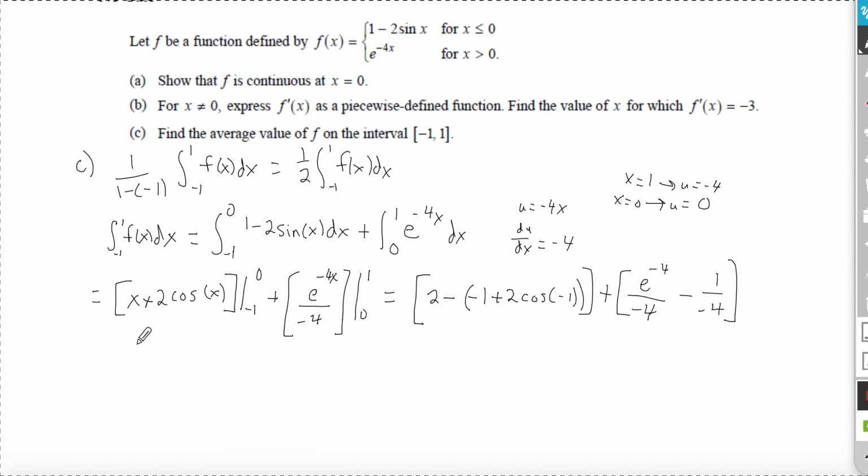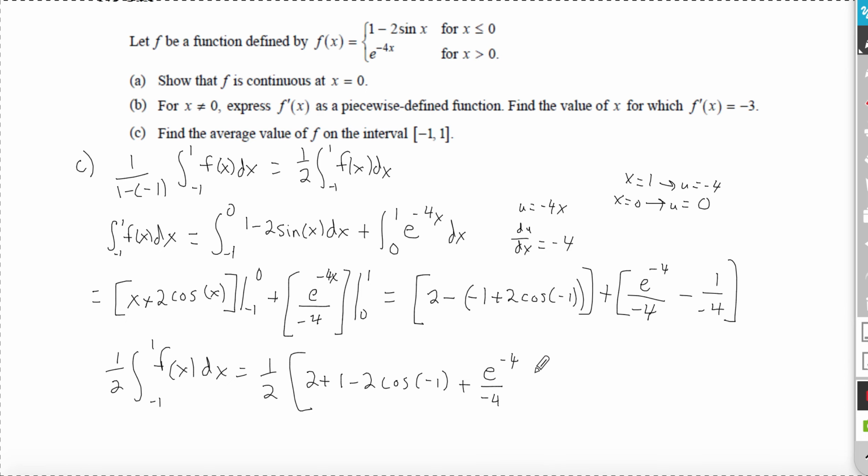This is the integral part of this. Now I need to find 1/2 of that. So all I have to say then is half of the integral from negative 1 to 1 of f of x dx. So the average value then would be half times the quantity, 2. I want to distribute some of these things here. 2 plus 1 minus 2 cosine of negative 1 plus e to the negative 4 over negative 4. That's a minus a negative, so I can say plus 1 over 4, whatever all that is.